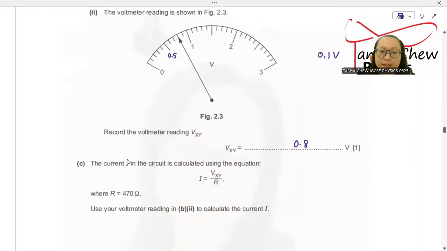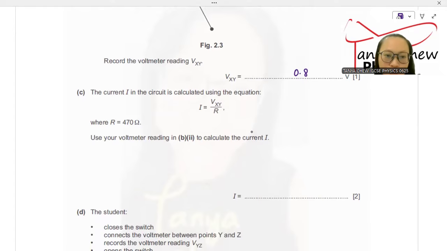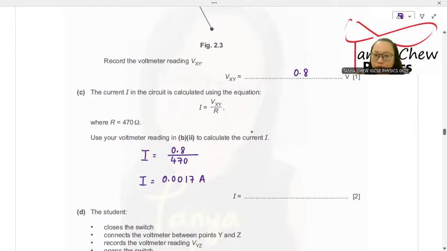Done. The current I in the circuit is calculated using the equation I is equal to Vxy divided by R, where R is 470 ohm. Use your voltmeter reading in B2 to calculate I. So all you need to do is just to sub in value 0.8 divided by 470 ohm. I must be measured in ampere, and the I value that I got was 0.0017 ampere.